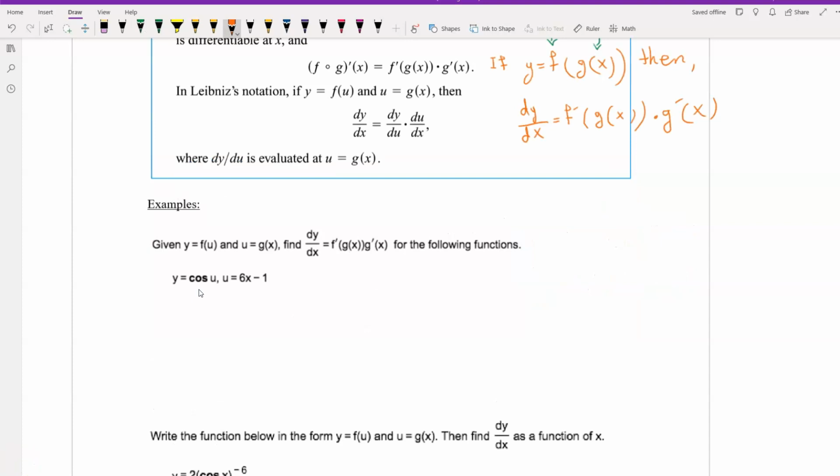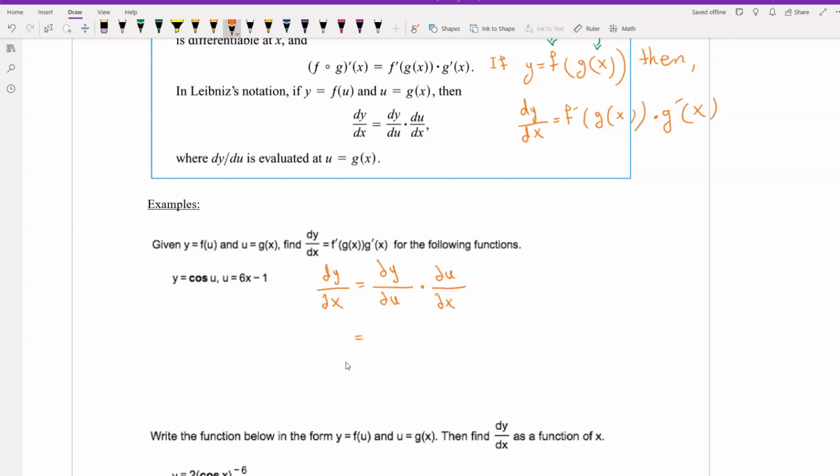Example: given y equal to f of u and u equal to g of x, find the derivative of y with respect to x, which is equal to f prime of g of x times g prime of x, for the following functions. Y is equal to cosine u and u is 6x minus 1. The derivative of y with respect to x is equal to the derivative of y with respect to u multiplied by the derivative of u with respect to x.